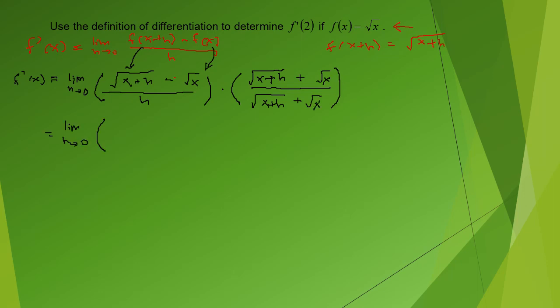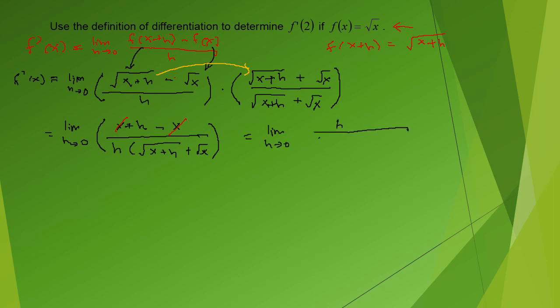Then multiplying our conjugate, we get x plus h minus x, divided by h, and multiply by square root x plus h plus square root x. Then we can subtract x and x. So the rest we have h over h times square root x plus h plus square root x. Then cancel h and h. So we have 1 over square root x plus h plus square root x.